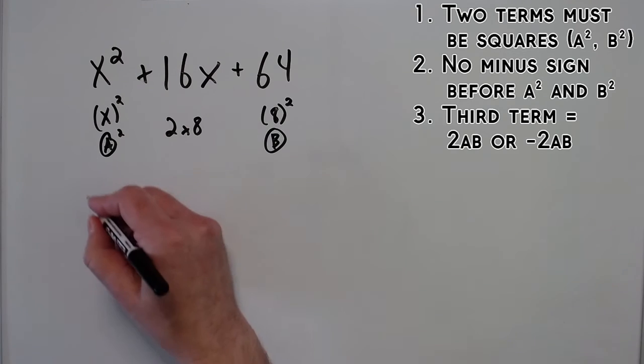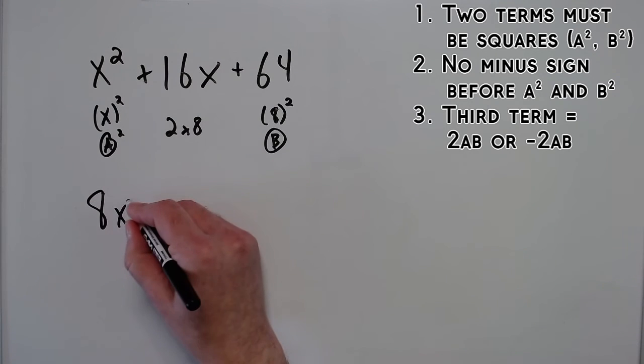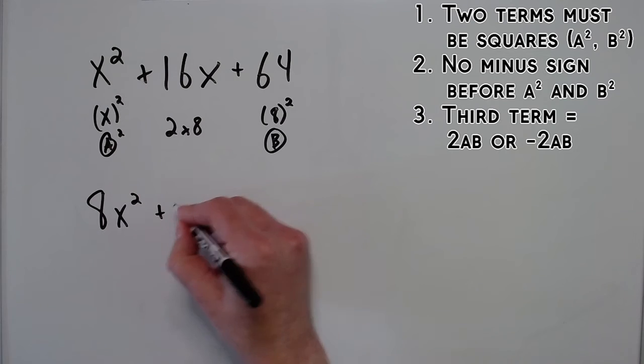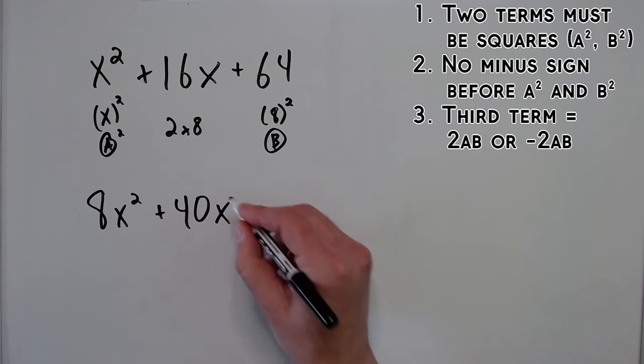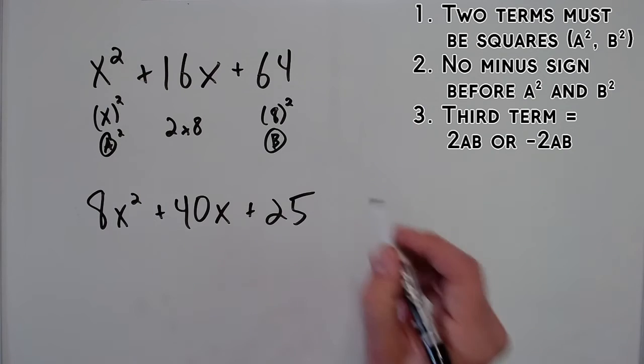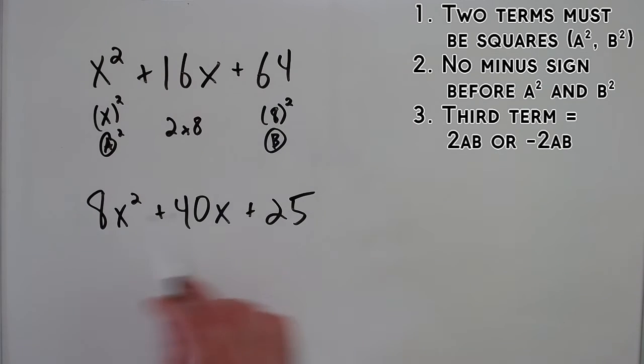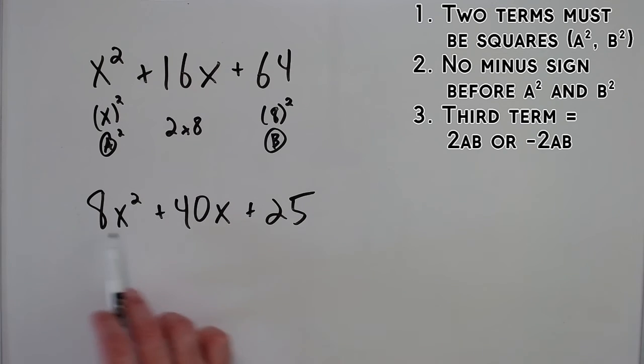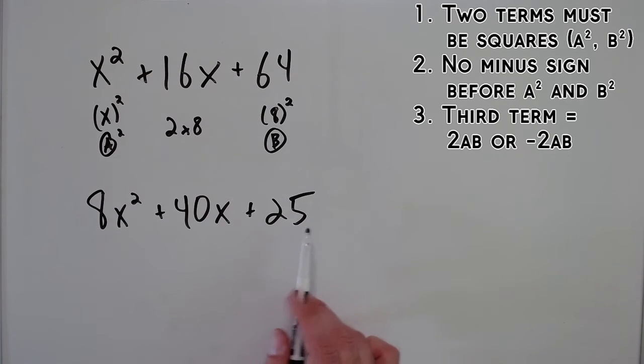All right, let's do something a little more complicated. 8x squared plus 40x plus 25. Okay, is this a trinomial square? Well, before we do that, is there anything that we can factor out of all of these? There are no common factors. All right, so let's just look at what we have left. Do we have two things that are squared? Well, this is 5 squared, right?